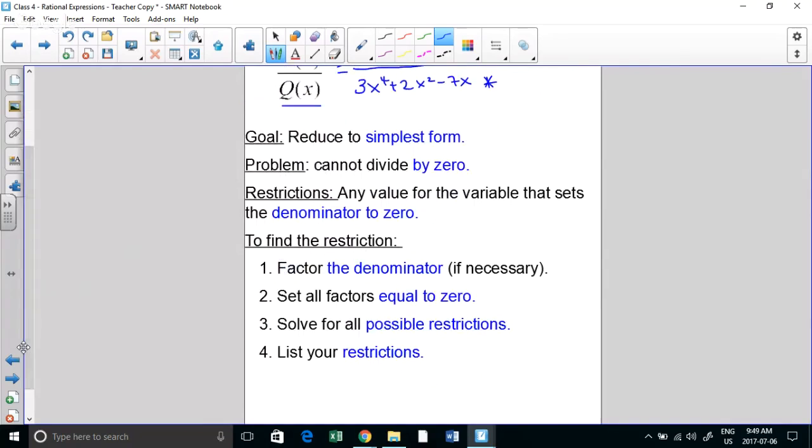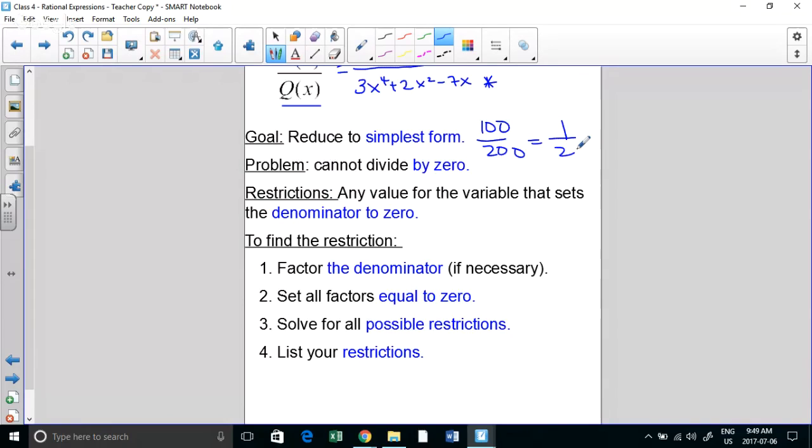So our main goal, just like with fractions, is to reduce to the simplest form possible. Because just like with fractions, if you want to deal with 100 over 200, you'd much rather deal with 1 over 2. So we're doing the same thing. We want to have the simplest form of the rational expression possible.